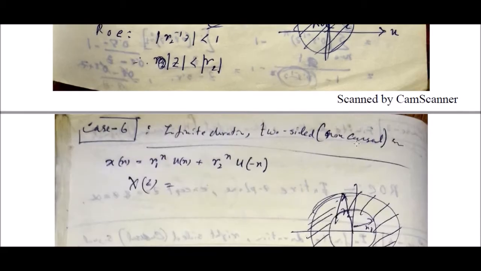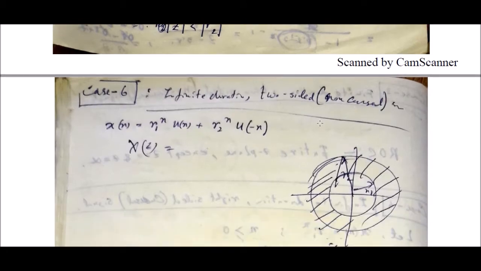Now consider an infinite duration two-sided non-causal signal. That means it will have the properties of both causal and anti-causal signals. It is a summation of a causal signal, this one, and an anti-causal signal, this one. The causal signal should have the ROC exterior of the circle having the radius R1, and the anti-causal signal, the second term, will have the ROC interior.